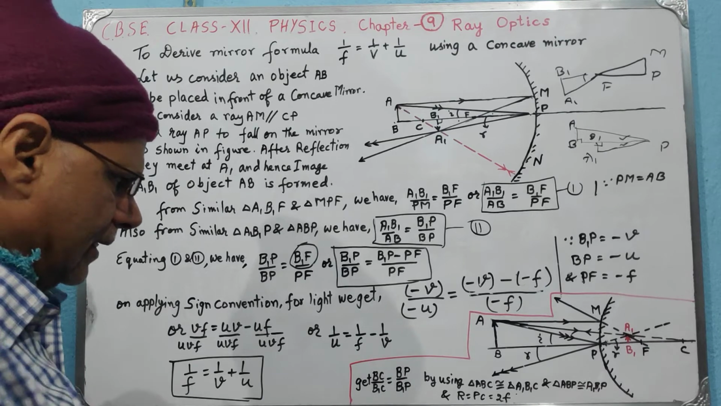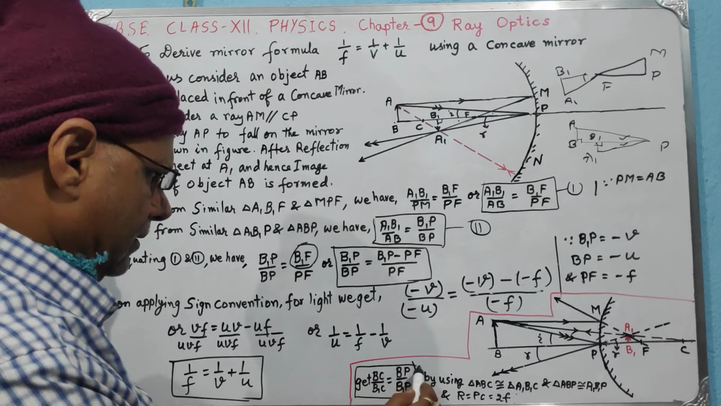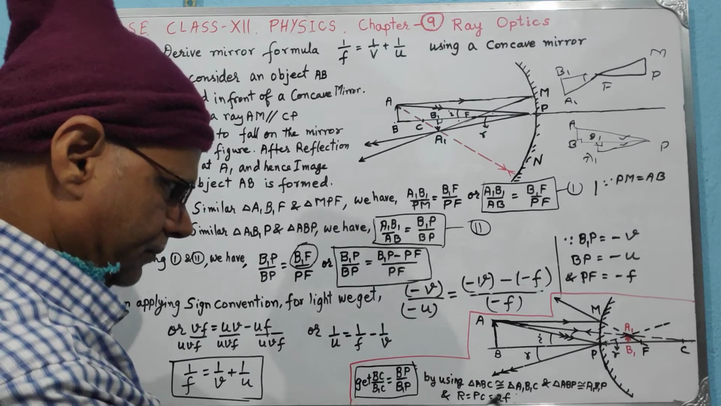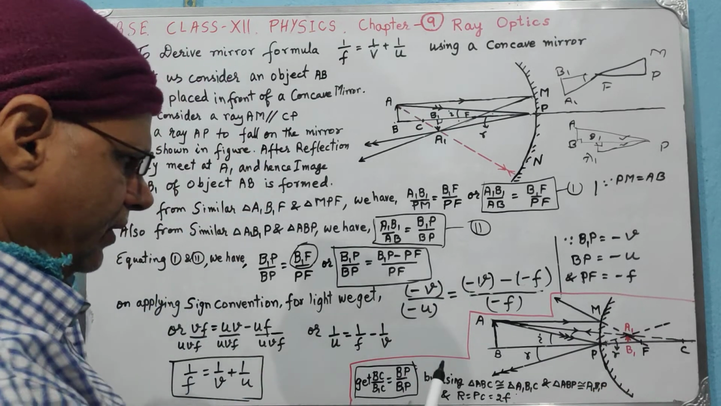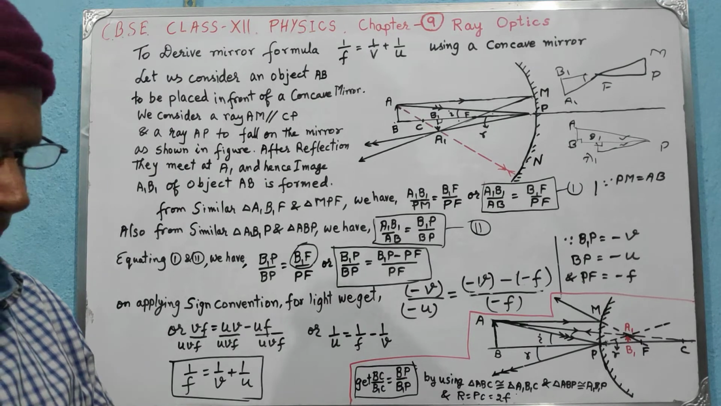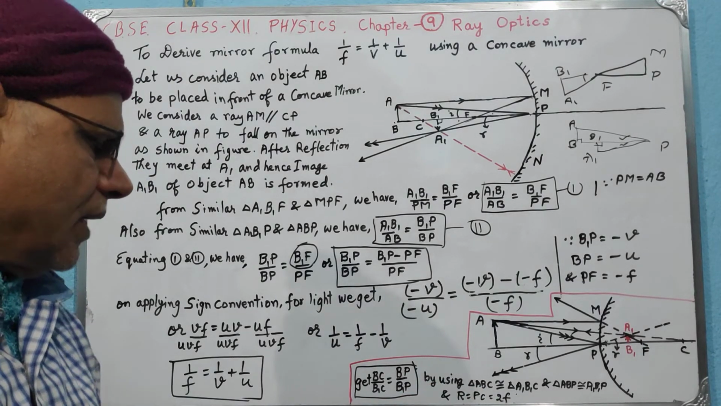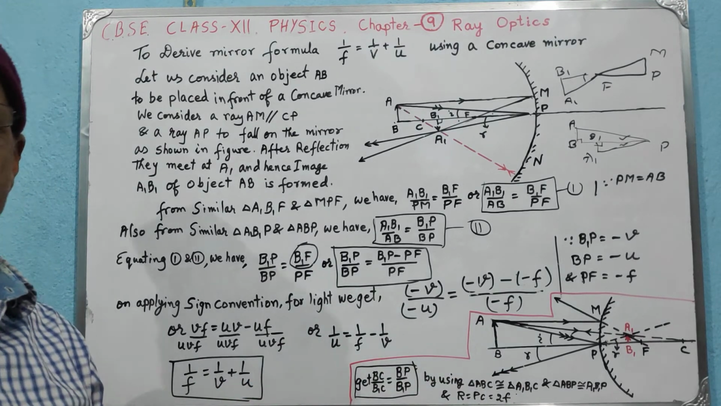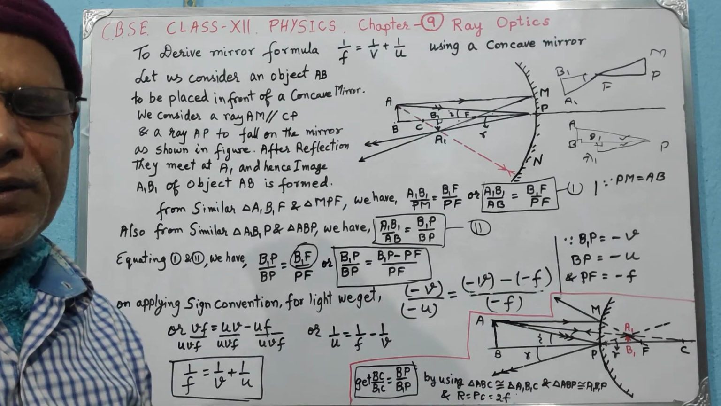Once we get this relation, you have to again apply the sign convention and solve it, taking R, the radius of curvature, which is PC. For radius of curvature PC, you have to take 2f. So once you have done this homework, you will be able to derive the same relation for the convex mirror. I leave it for you as homework.